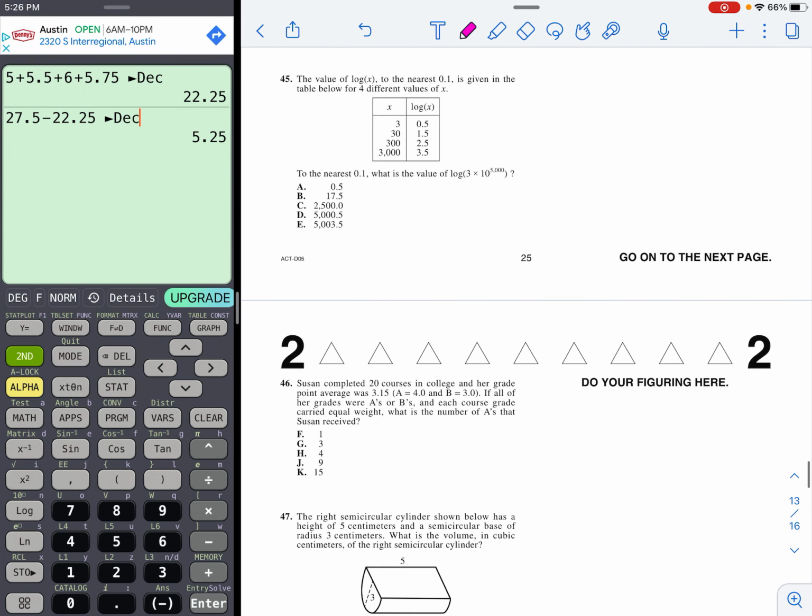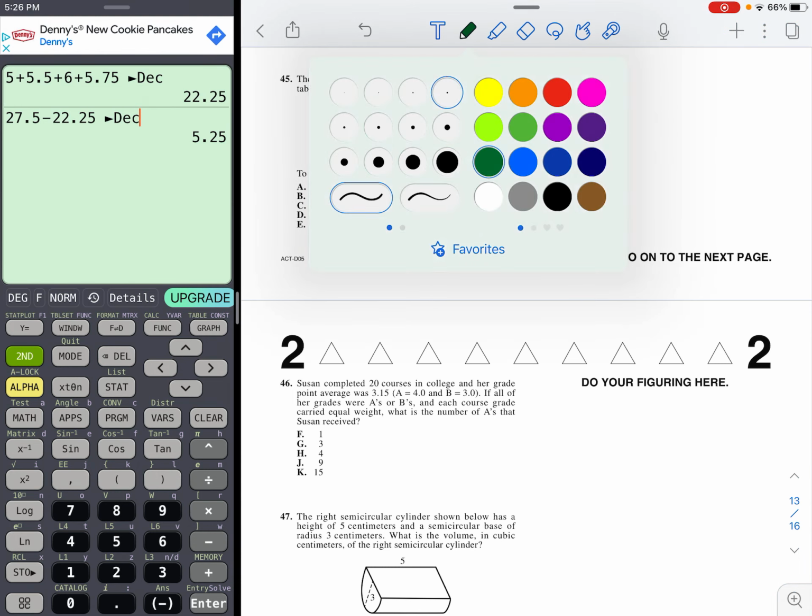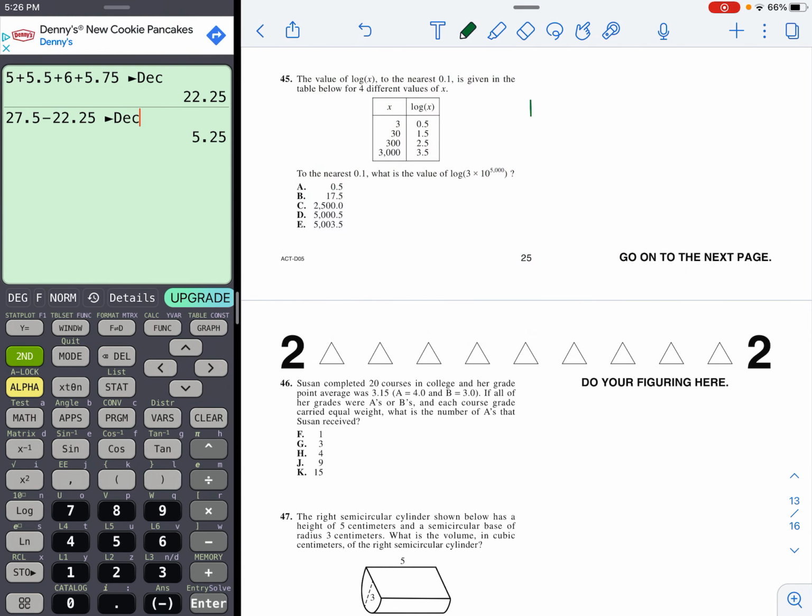Number 45, tough one here. The value of the log of x to the nearest 0.1 is given for 4 different values. Find the value of log of 3 times 10 to the 5,000. So, good things to know going into the ACT. One of the most important things is that you know this log rule: the log of x times y is equal to the log of x plus the log of y.